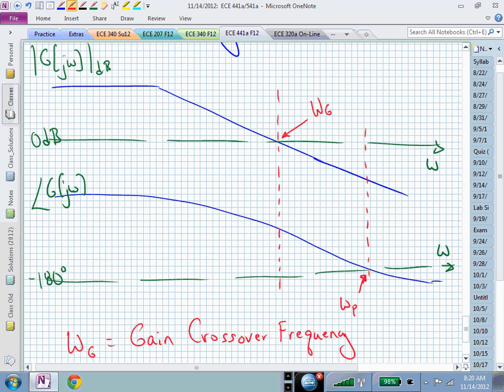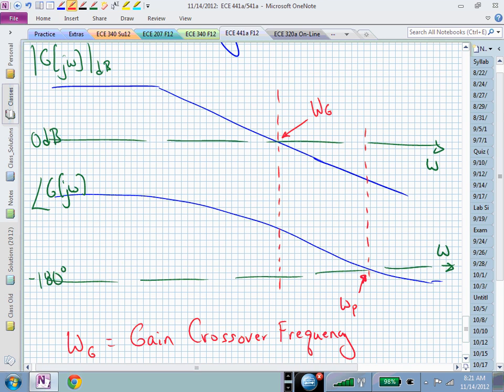Meaning, if for whatever reason I experienced this much additional phase delay, or time delay, in my system, which would shrink my phase, this is my phase margin. If this now went down to minus 180, happening at omega sub g, then I'm right at that stability point, and I would be unstable. Meaning this distance, this might be minus 130 degrees. That means I have 50 degrees of phase margin at that particular frequency.